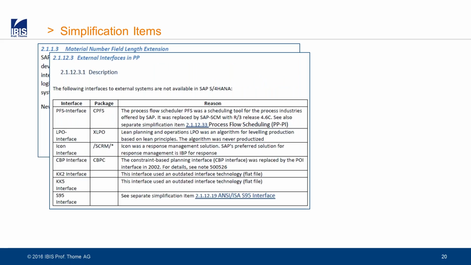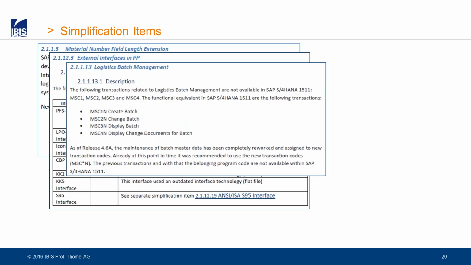Then the simplification list contains information about interfaces that have changed. There are, I think, a few interfaces, but still you need to check if it has an impact for you, and if the interfaces can be used the same as with SAP ERP.